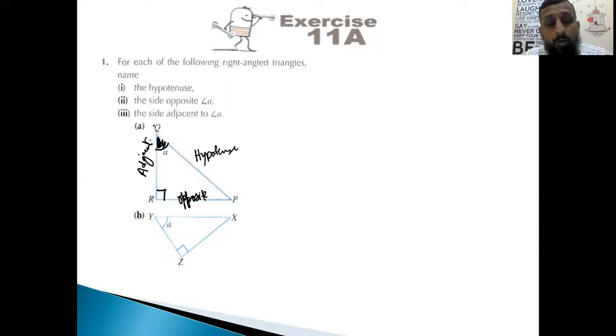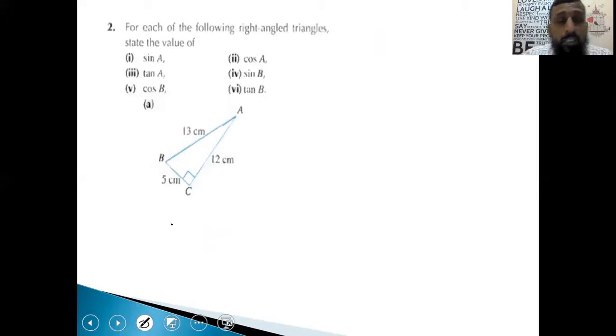All right, boys and girls, now consider figure B. The name of the figure is XYZ. We can see there is a 90-degree angle, angle Z, in it. So the side in front of this angle Z is called hypotenuse. The side in front of this angle A is called opposite side. And the third remaining side is called adjacent side. So boys and girls, what we have learned in this question is how to name the three sides of a right angle triangle. Okay, move on to the next question.